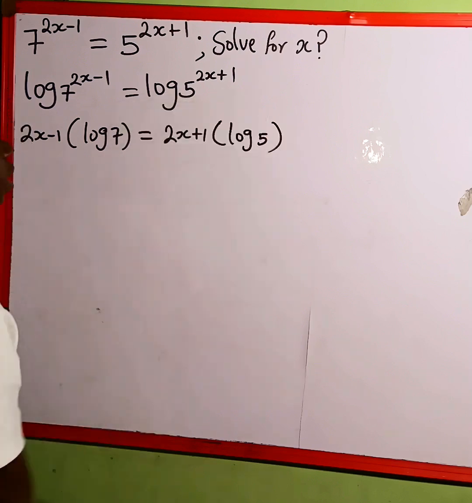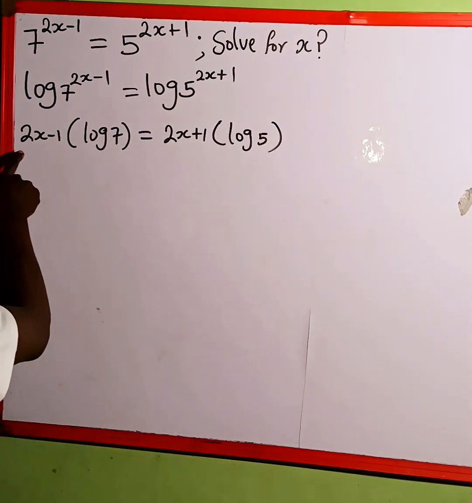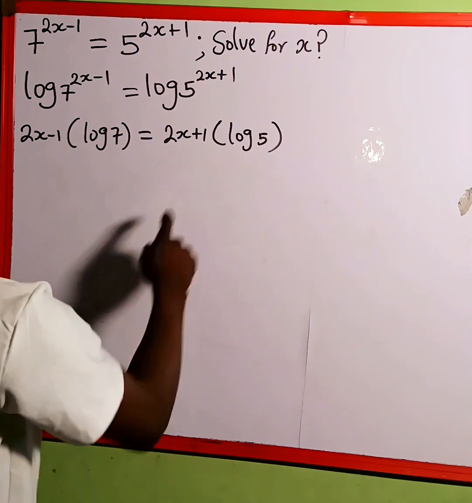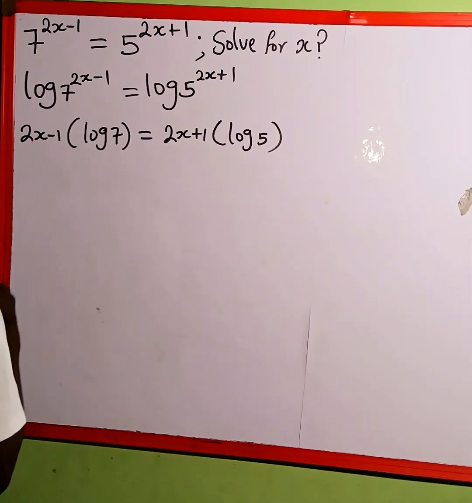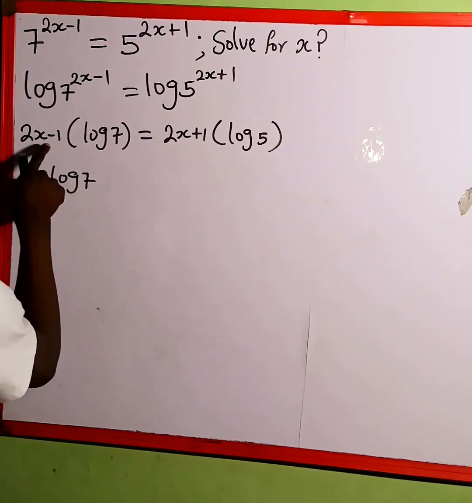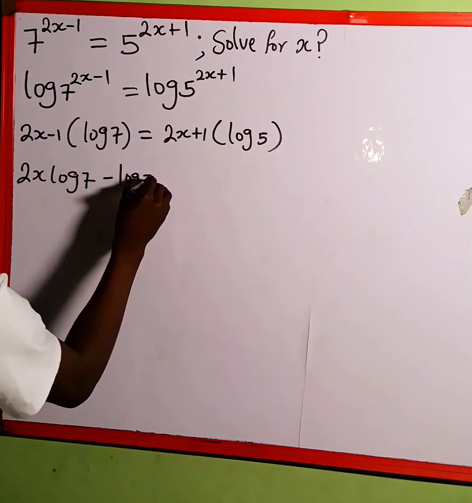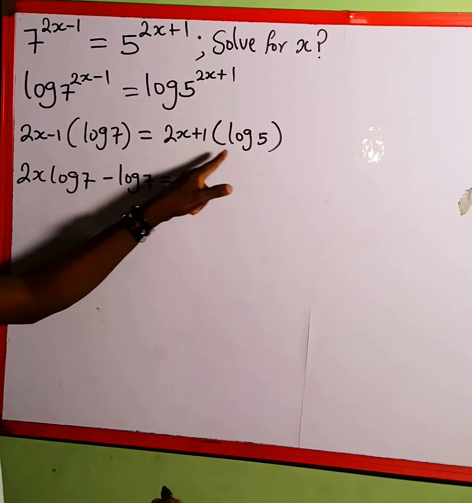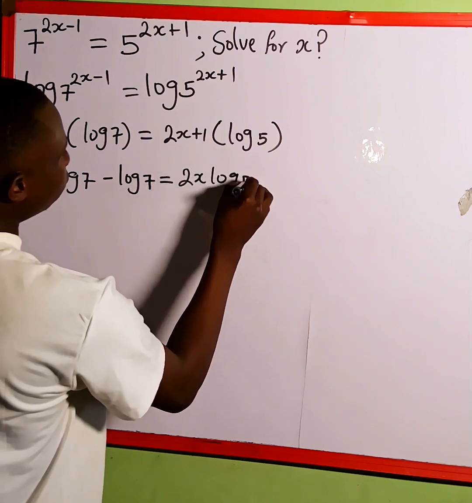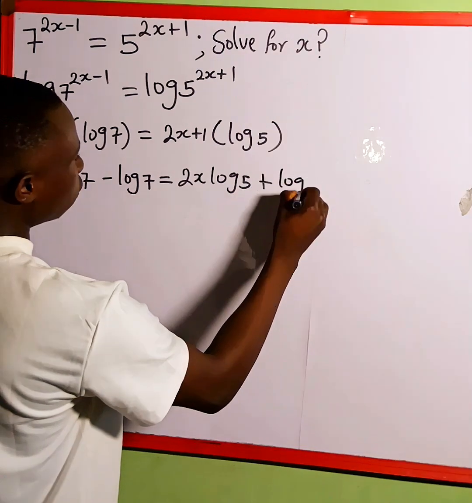Log of 5. Now the next thing we're going to do is to open this bracket. We're going to distribute 2x minus 1 into the bracket. Also, we distribute 2x plus 1 into the bracket. 2x multiplied by log 7 is going to give us 2x log 7. Then minus 1 multiplied by log 7 is going to give us minus log 7, which is equal to 2x multiplied by log 5, we have 2x log 5. Then plus 1 multiplied by log 5 is going to give us log 5.